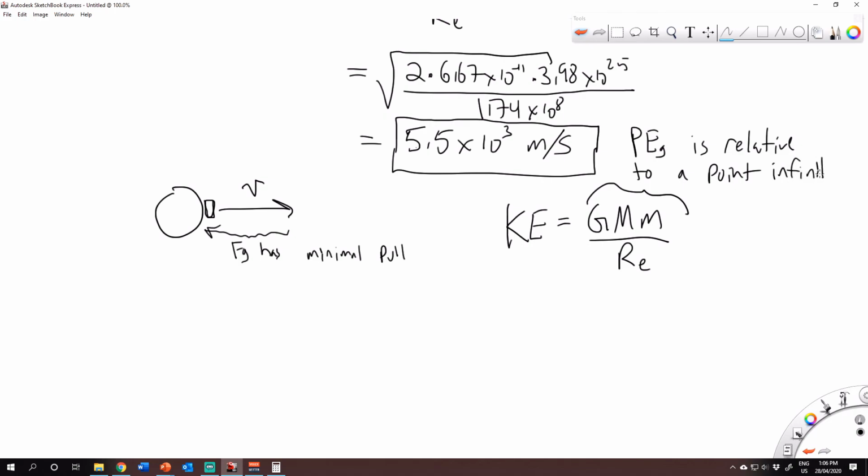It's not quite the same as how we calculated it before with the force of gravity times height, or mg times h. Mg times h works great for Earth-based problems where the distances are not incredibly large, but for space-based problems we have to use this equation here. It just makes a little bit more sense.